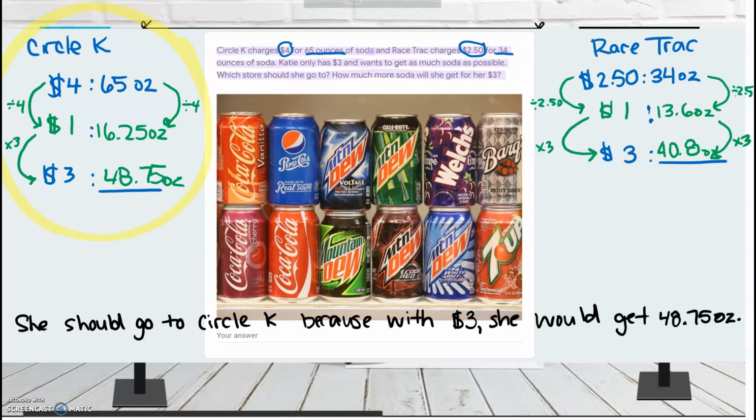We always want to answer in a complete sentence, so we should have written down that she should go to Circle K because with $3 she would get 48.75 ounces.